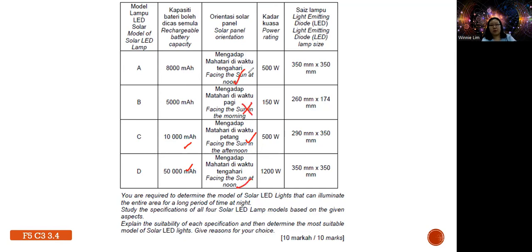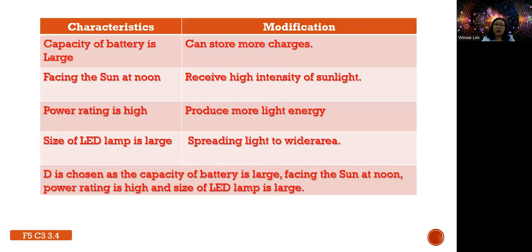And then the power rating: the higher the better, in the sense that you can emit more light, and the size should be bigger. So if you notice, even though here all write numbers, in an essay question you don't write numbers, you only write big or small. So for example, this is the way I write: the capacity of the battery is large. Why? Can store more charges.